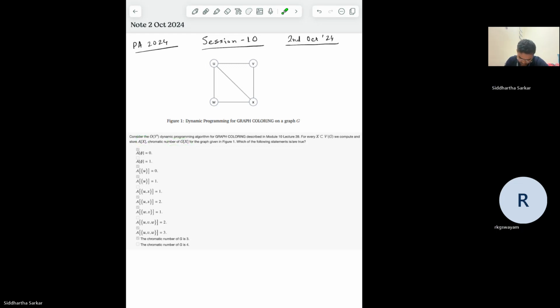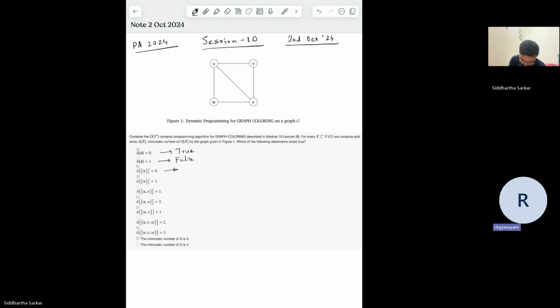Okay, I understood. If we do not have any vertex, if X is the empty set, then we don't require any colors, so the A of empty set would be equal to 0. If we take only one vertex, say U, then I would require one color without violating the constraint. So A of U, 0 would be false, but A of U, 1 would be true.